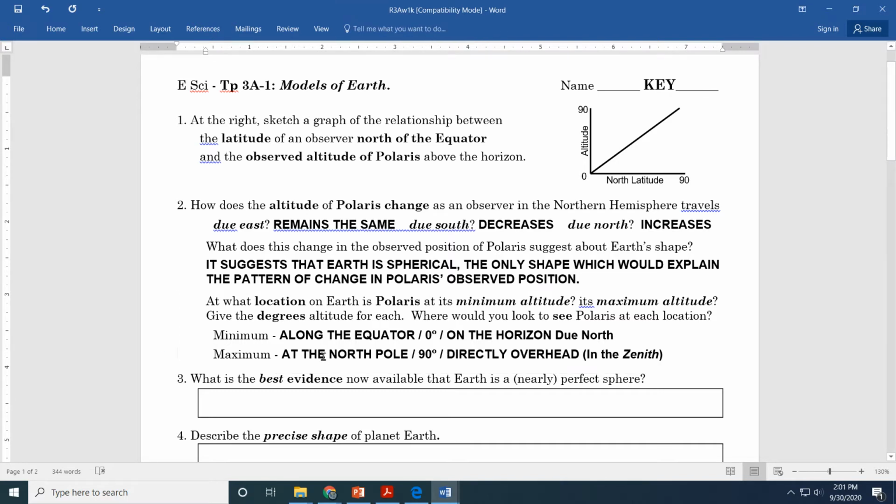Maximum is going to be at the North Pole. It's going to be 90 degrees above your horizon. And you're really not going to look any direction but up. It's going to be directly overhead. So at that point, let's just look up.